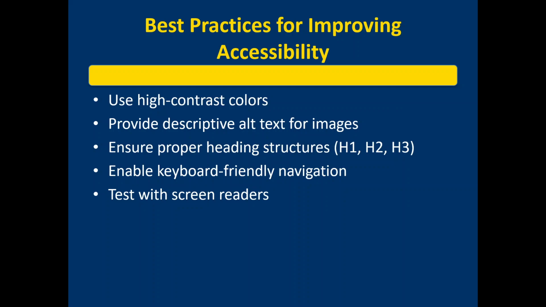So what are the best practices for improving accessibility? One, as I already said, is using high contrast colors and giving users an option to select themes. And providing descriptive alt text for the images so that the screen reader can read out such images.